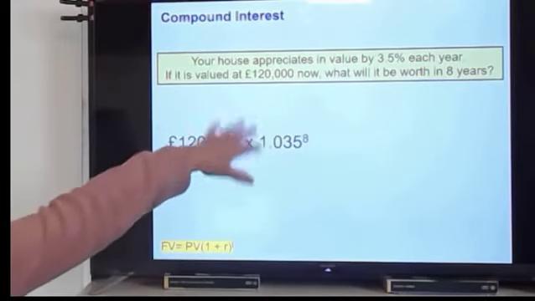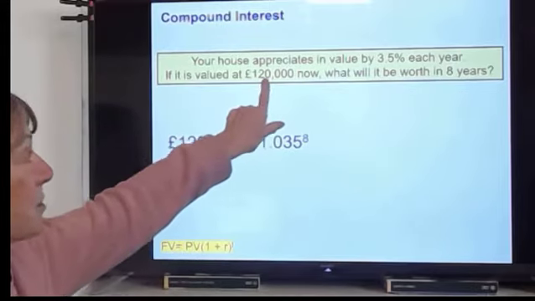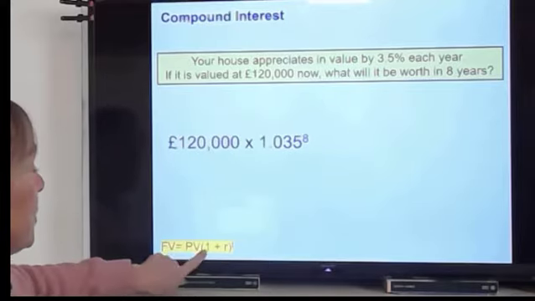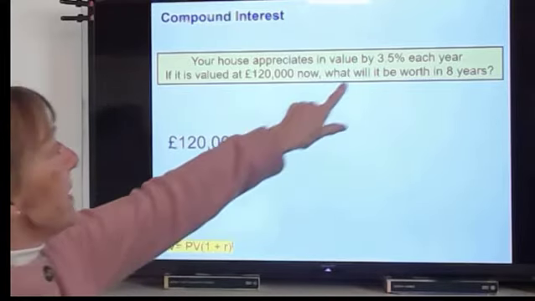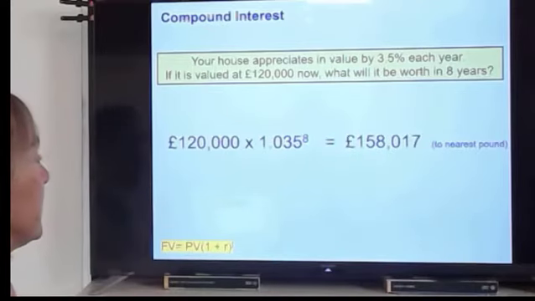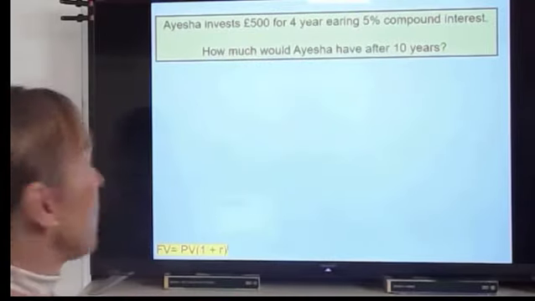Okay, so here's a reminder of our equation. So the present value is 120,000, and we're going to multiply it by 1 plus r raised to the power of 8, and there we have it. So that's how much it's going to be worth in 8 years' time. So it's nice and easy. How about another one?